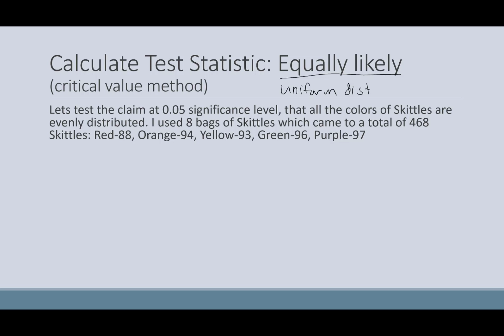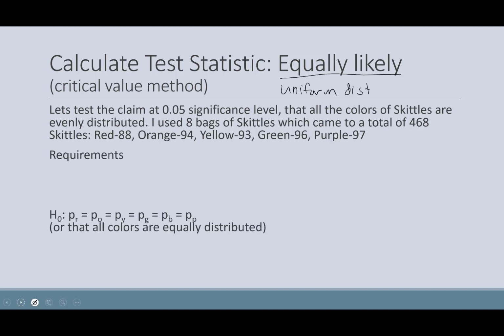So, first thing I need to do is check my requirements. I need to decide, was this a random sample? Well, it doesn't really give us any indication that it was not a random sample, so we're going to assume that the 8 bags of Skittles were just random bags and that there was nothing particularly special about them that allowed them to be picked. Then the second thing, we have to have frequency counts for each of our categories, which we do. We have a frequency of 88 for red, 94 for orange, etc. And then the third thing is that the expected frequency for each category is at least 5.